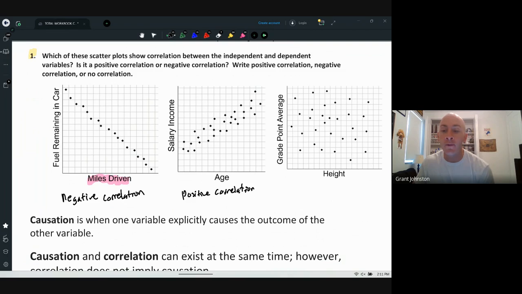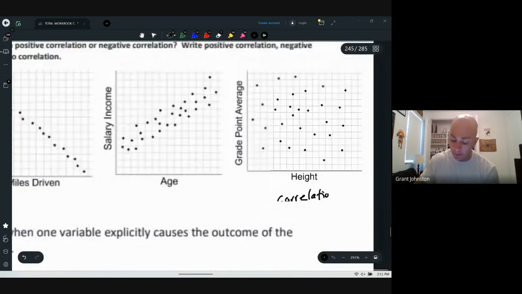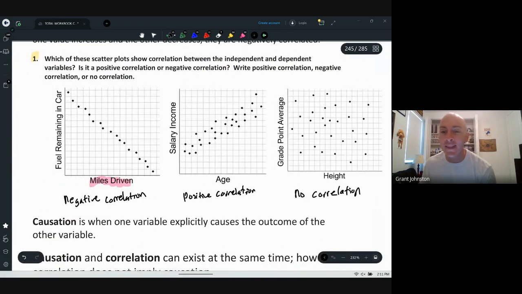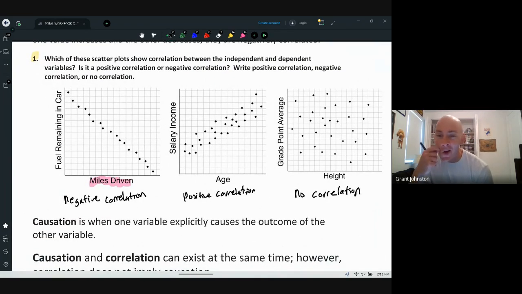Height and grade point average, like there's no correlation here. There's no trend. It's just a bunch of random dots spread out. This is no correlation. And it wouldn't make sense for there to be correlation, would there? Height, grade point average, that has nothing to do with anything. How tall you are has no impact on how you do in school. Like, this doesn't make any sense for there to be any correlation anyways.